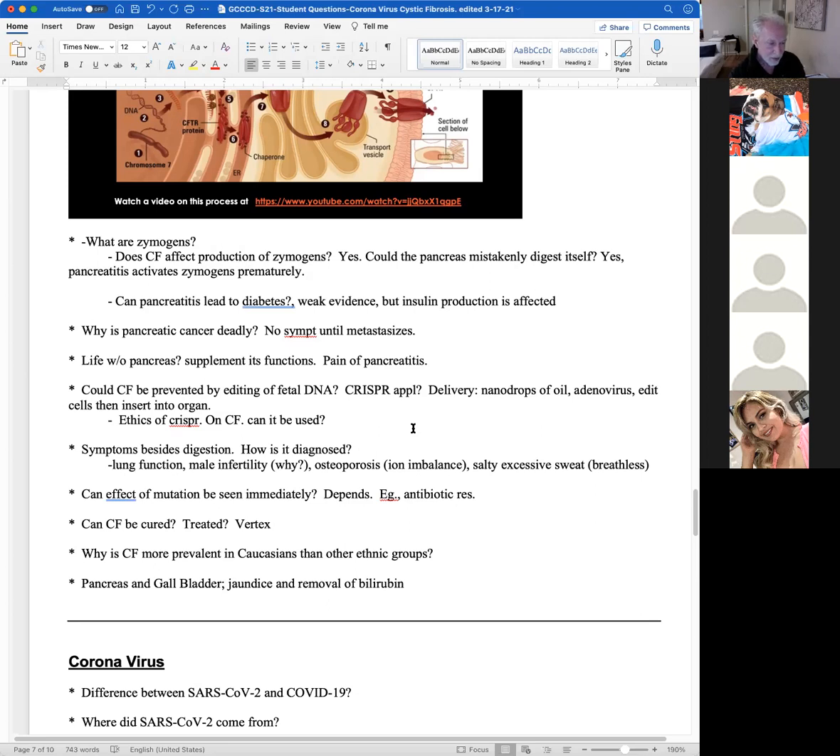Can cystic fibrosis be treated? Again, you're going to research this on your project. There's a company here in San Diego called Vertex, so you should look on its website. It has a number of chemical treatments for cystic fibrosis patients, which do not treat the mutation, they treat the symptoms.